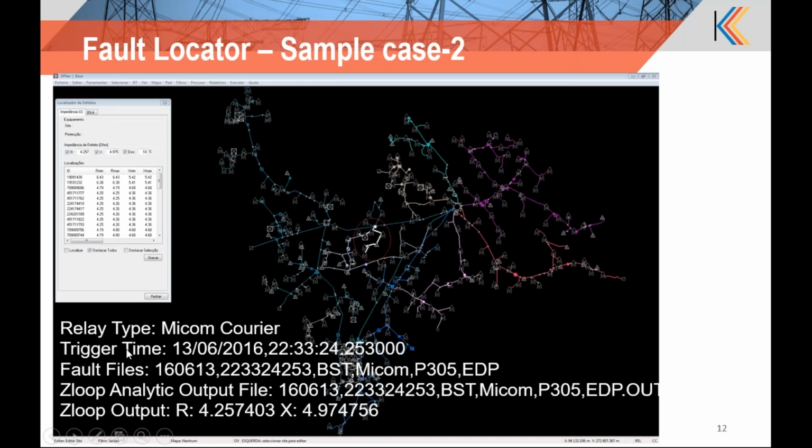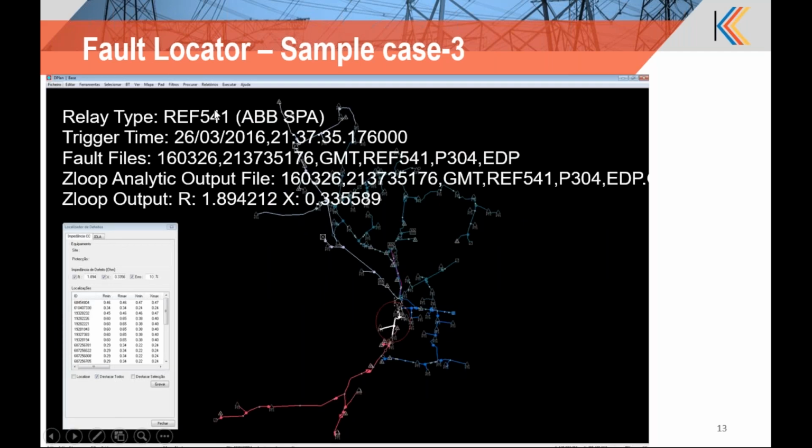Then this is analysis of another relay. It is a MiCOM Courier relay, using the Courier protocol, with the same scenario carried out, and it predicted a single location where the fault can occur. And this is based upon an RUF 541 ABB SPA relay, and it also predicts a single location for the fault indicated on the map. So these are some of the sample cases where we have actually deployed this algorithm and come across results for the MV distribution utility.